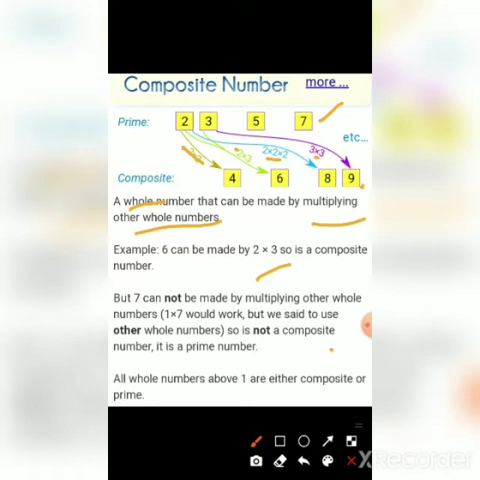1 multiplied by 7 would work, but we said to use other whole numbers. Can we use another whole number here? No, we can only use 1 multiplied by 7. So 7 is not a composite number. It is a prime number because it has only 2 factors, 1 and the number itself, 7. All whole numbers above 1 are either composite or prime.